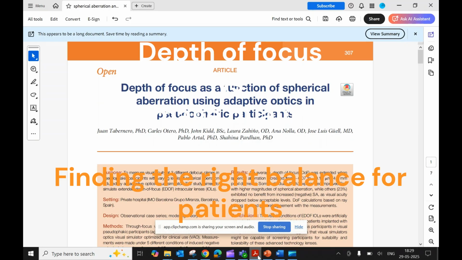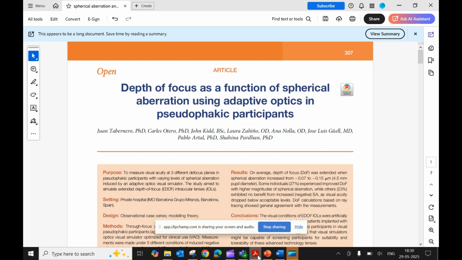Hi, friends. Today I'm going to talk to you about what amount of depth of focus would be beneficial to the patient without taking anything away from the image quality, right? And I'm actually talking in the context of EDOF IOLs and enhanced monofocal IOLs.